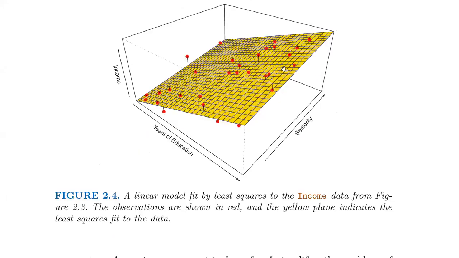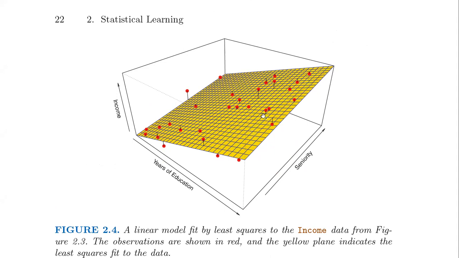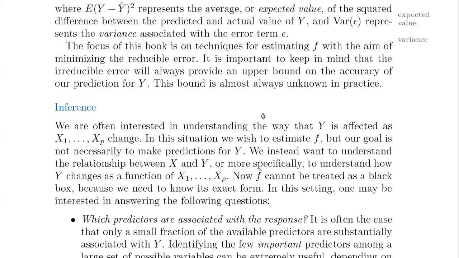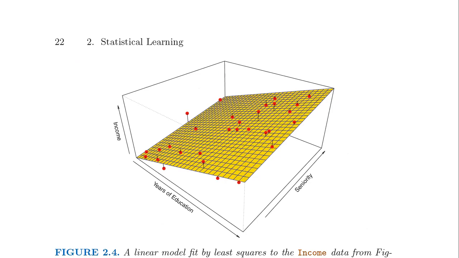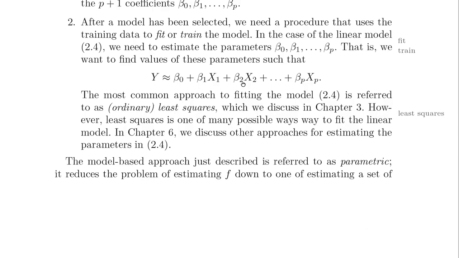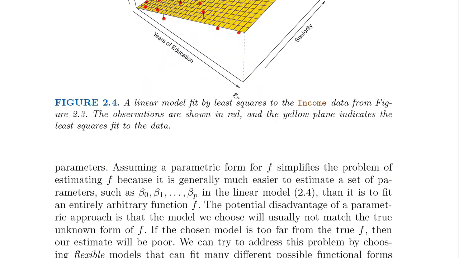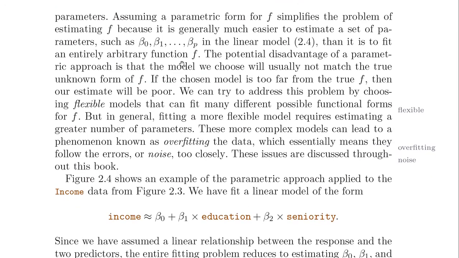And this is your linear model. This is the plane that I discussed just now. Notice it's probably never going to do as good a job as something like this. It's the same data, but we're fitting two different models. This is non-linear, and this is linear. The model-based approach just described is referred to as parametric. It reduces the problem of estimating f down to estimating a set of parameters. And those parameters are your betas.